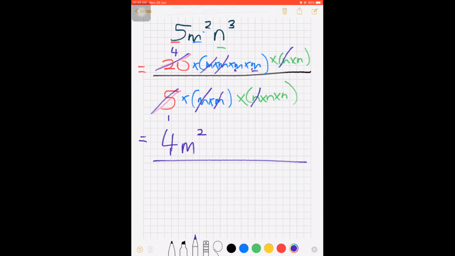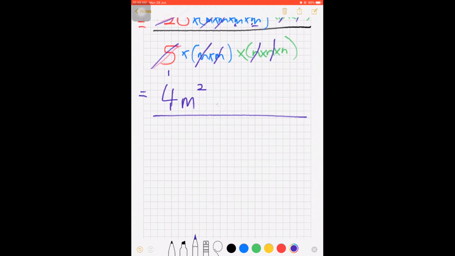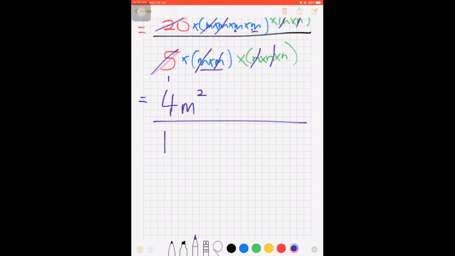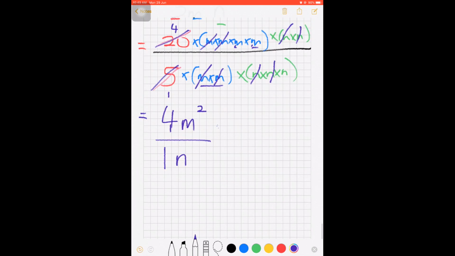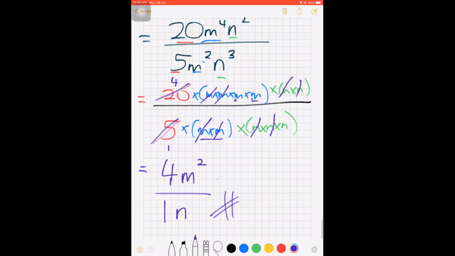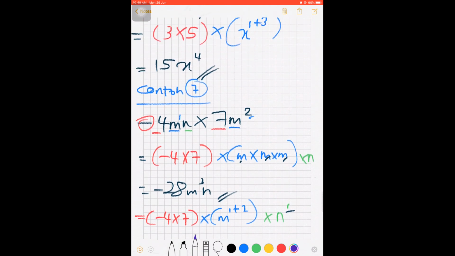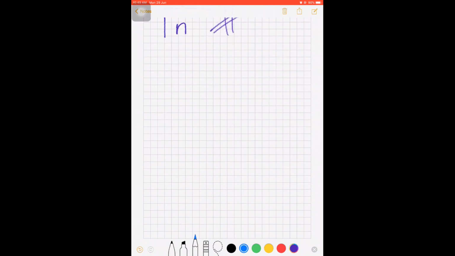For N sama. Ni potong 1, potong 1. Ni potong 1, potong 1. Atas ada tak tinggal any N's? Tak ada. So there's no more N's here. Ni tak ada dah kat atas ni. Bawah ada N. Okay. So it's, this one dah become 1. This one tak ada apa-apa lah. There's, for M there's no more. So no need to write M here. But this one ada 1 N. So jawapan dia itulah 4M squared over 1N. Just like that. Okay. It's a bit harder, right? It's a bit longer. Okay, let's try contoh. Contoh ke-8. Contoh seterusnya.